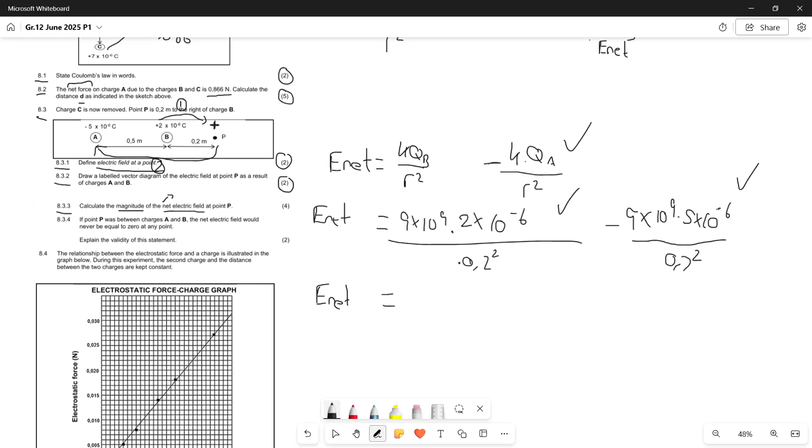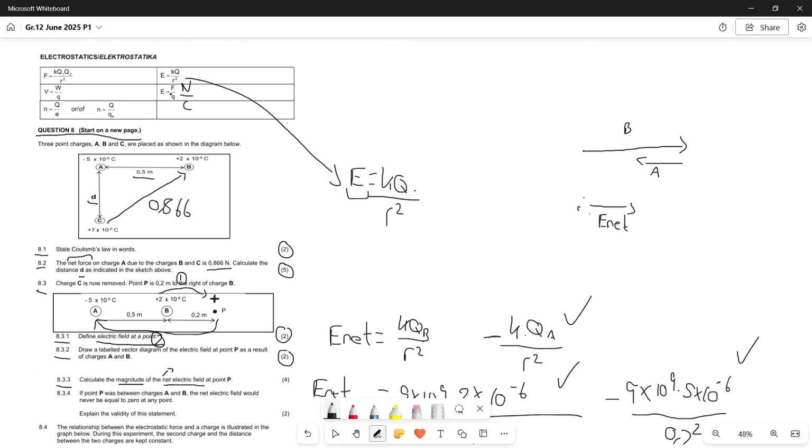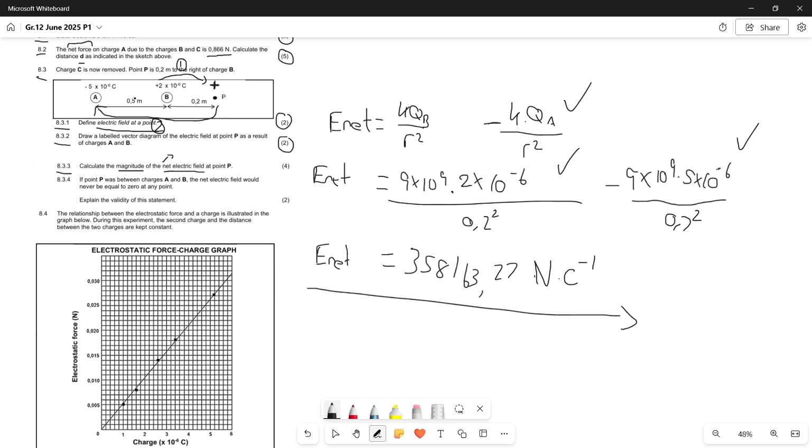which means I'm just going to go ahead and do that on my end, and our final answer for our E net is 358,163,27. Cool, quite a large number. And then our units are N.C to the -1. Relating back to our initial formula where we got the definition, where we have F over Q, which is newtons over coulombs. So this is our final answer here for 8.3.3, earning us 4 marks.